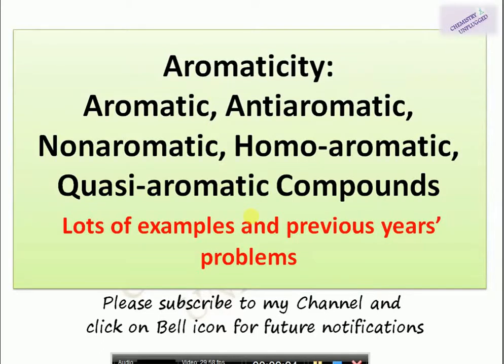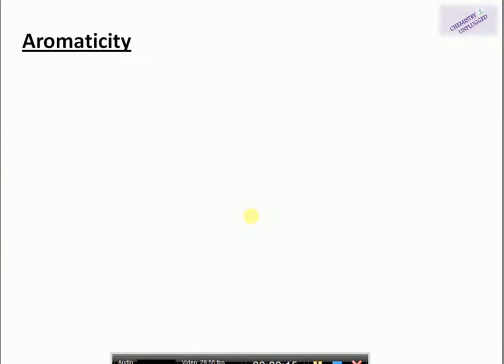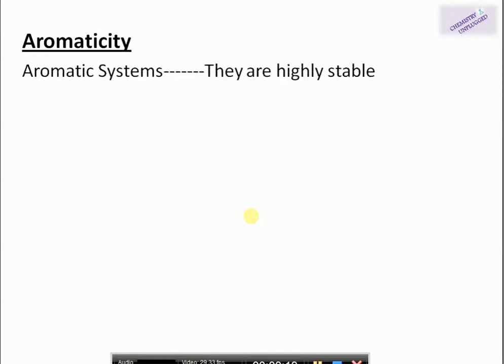Today we will discuss aromaticity, aromatic compounds, antiaromatic, non-aromatic, homoaromatic and quasi-aromatic compounds. We will discuss lots of examples and previous year's problems also. So first, what is aromaticity? Aromaticity means whether a compound has aromatic character or not.